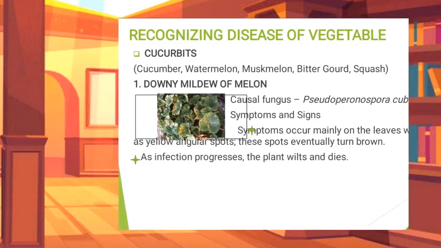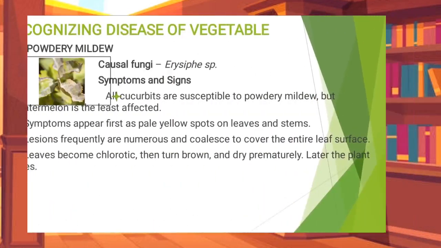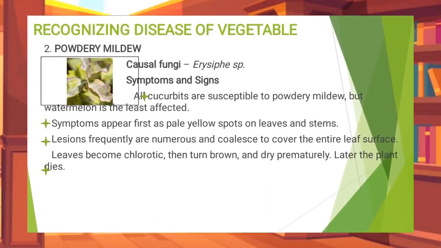So, saan siya pag-manage? Use resistant cultivars when available. So, promote dry condition through pruning and proper site selection. Kaya ang watermelon manggod need siya og hot season. So, powdery mildew. So, causal fungi mo na siya. Ang symptoms niya and signs, all cucurbits are susceptible to powdery mildew, but watermelon is the least affected. So, symptoms appear first as pale yellow spots on leaves and stems. So, sa example, nakita po ninyo.